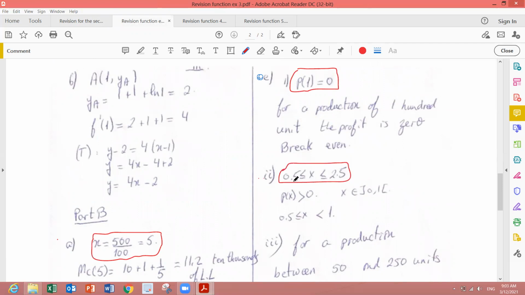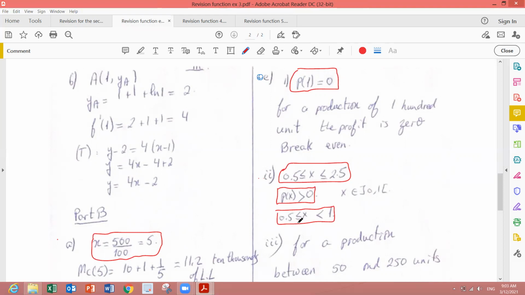This is x given. To realize a profit, P of x should be positive. Graphically, positive is x belongs to 0, 1, but 1 is not included. So x is between 0.5 and 1.